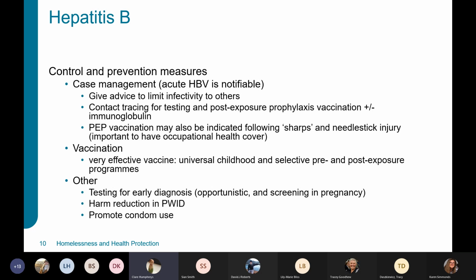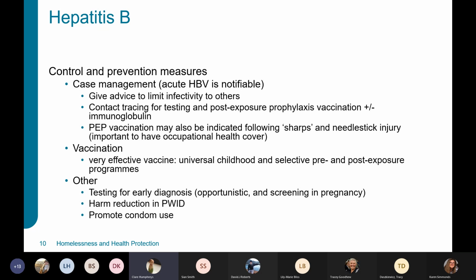And I'll come on to vaccination now, because there's a very effective vaccination available, and from 2017 I think it became part of the Universal Childhood Vaccination Programme. So babies born in the UK now receive, or are offered, a Hep B vaccine as part of their childhood vaccination programmes, delivered with the other vaccinations. And there's also selective pre and post exposure programmes.